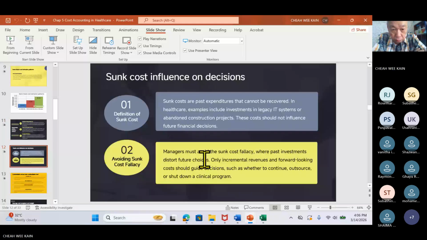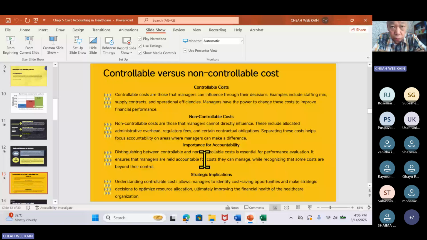Controllable versus non-controllable. Some costs you cannot control. If you are a doctor, you have to pay for the license, the medical license. As a hospital, you have to.